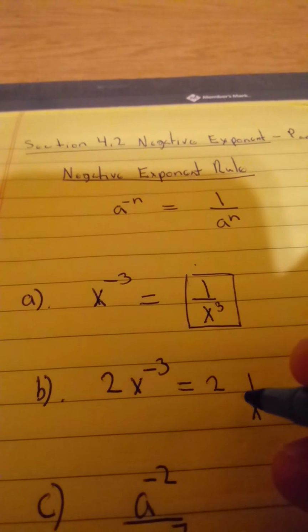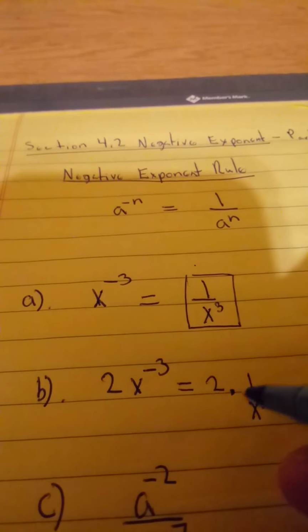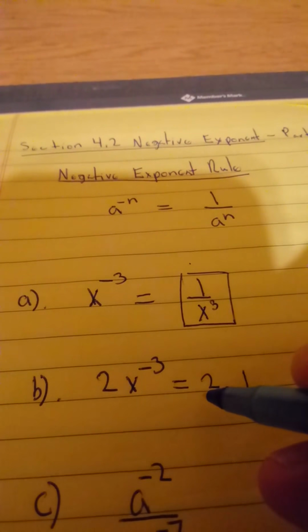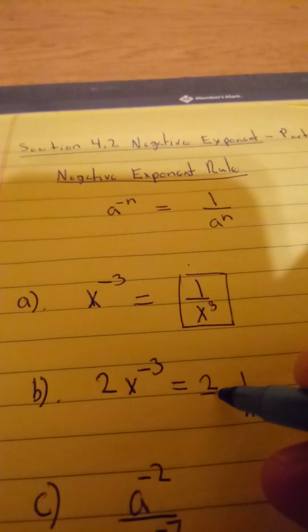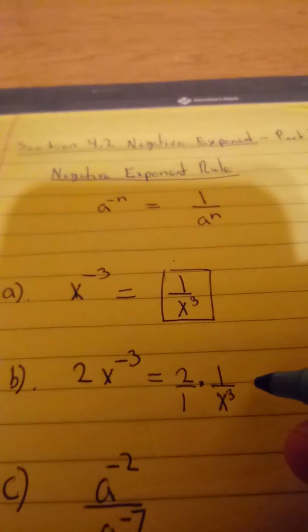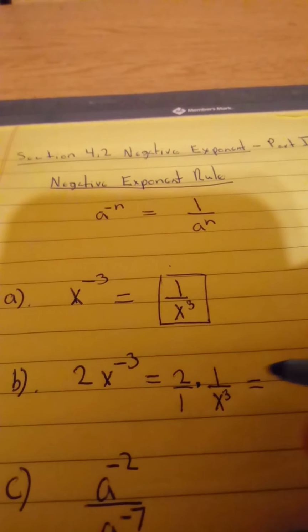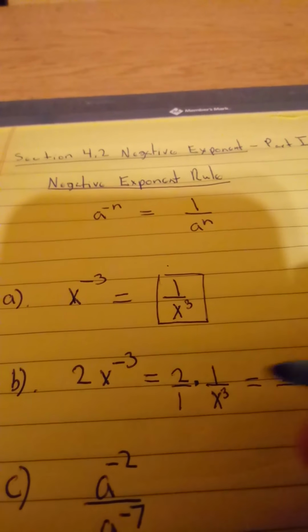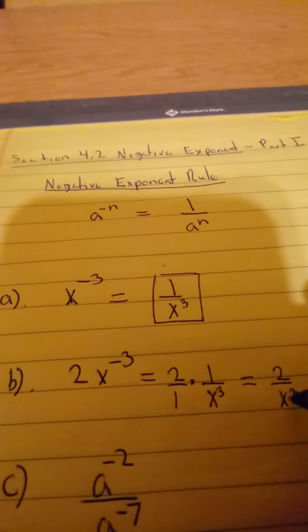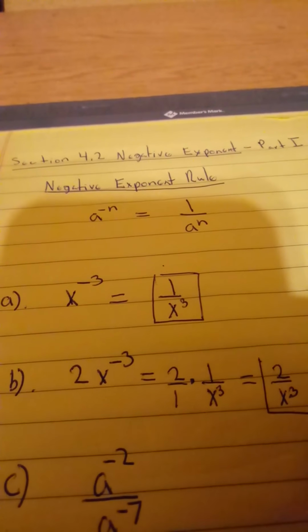Now notice, you're still multiplying these two things. So that 2, since this is a fraction, you need to change it into a fraction. So we're going to put a 1 under there and simply multiply them. So 2 times 1 is 2, and 1 times x to the third is just x to the third. So that would be your answer for that one.